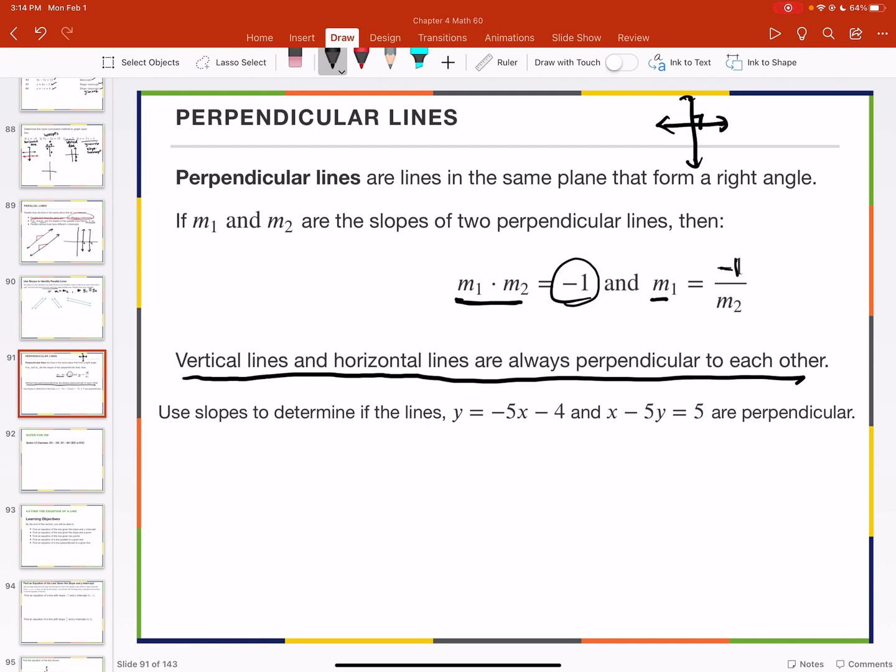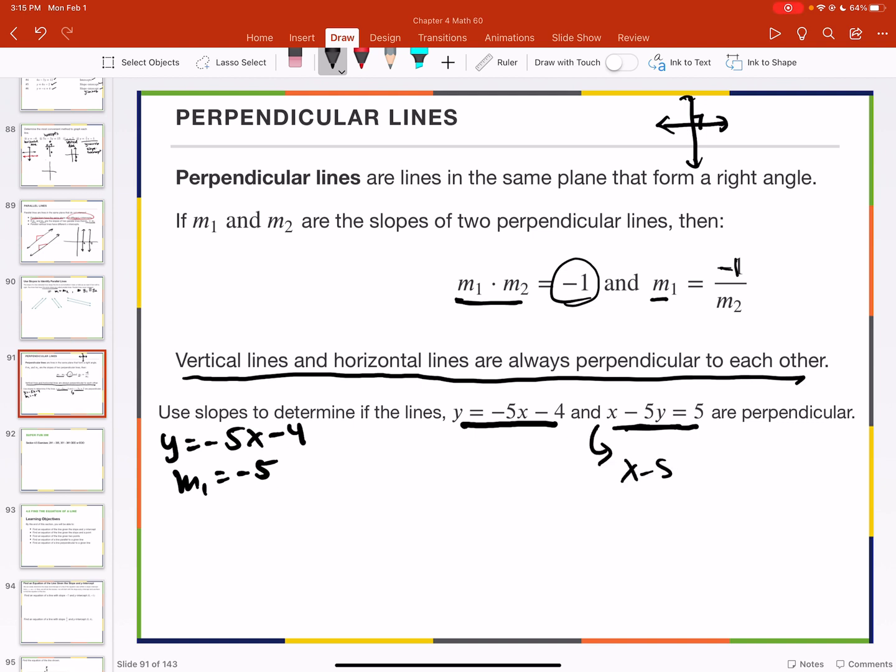Now let's do a problem here. We have y = -5x - 4 and x - 5y = 5. We want to see if they're perpendicular. So we have y = -5x - 4. So the first slope is -5. Now we need to find out the other slope.